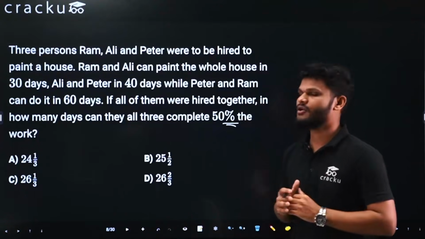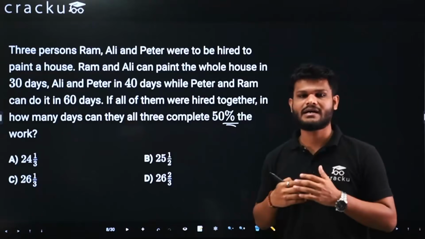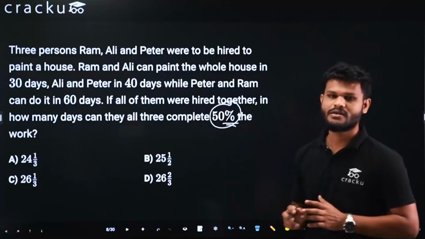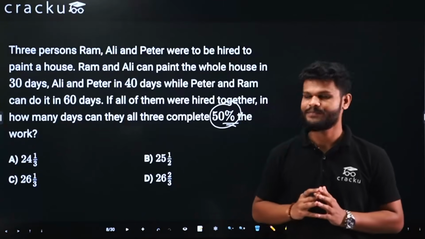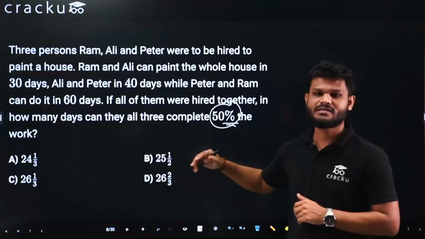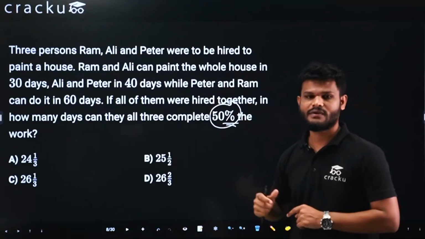Now, in the actual exam, the options were not correct. Options were formed considering the full work, but in the exam it was 50%. So this was a bonus question, I would say. Now let us try to solve this. So you don't have to care about these options. The correct answer will come after solving the question.